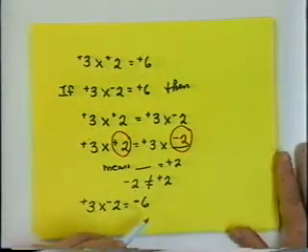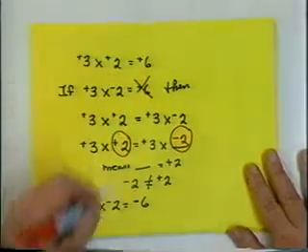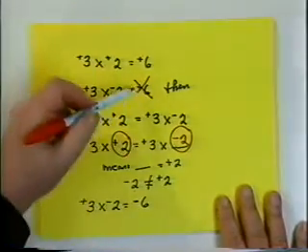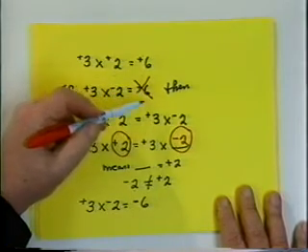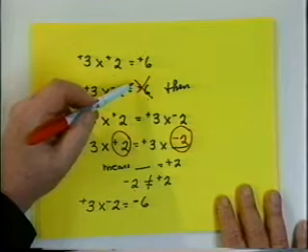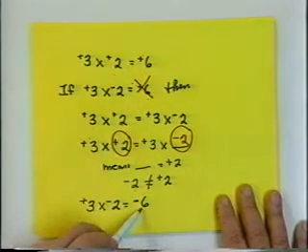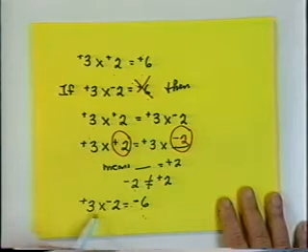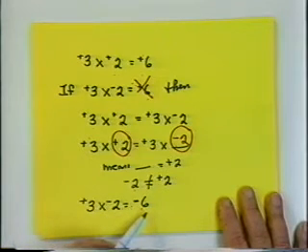Since that can't happen, then we know that positive 3 times negative 2 can't be positive 6. But if it can't be positive 6, and the magnitude has to be 6, and there's only two possible nouns, positive or negative, obviously the only answer can be negative 6. So positive 3 times negative 2 is negative 6.